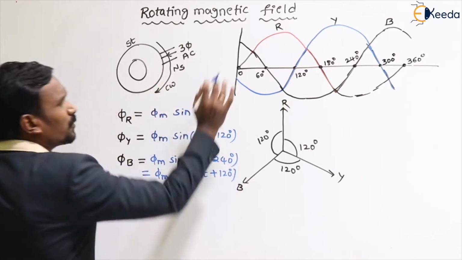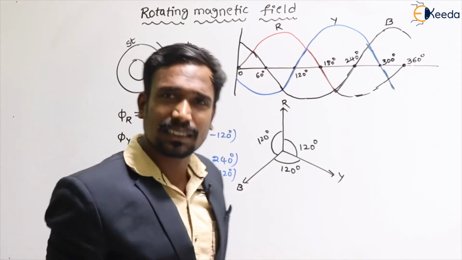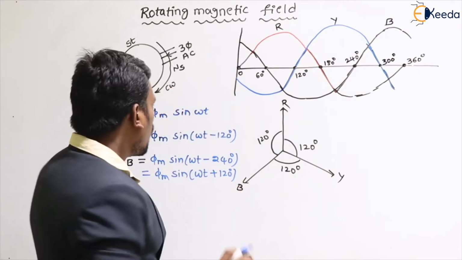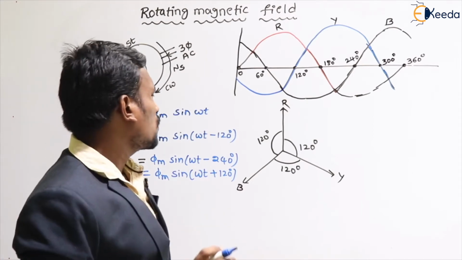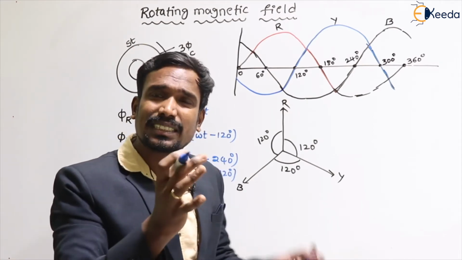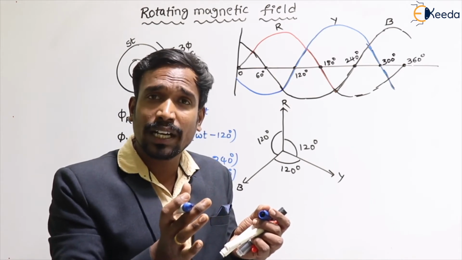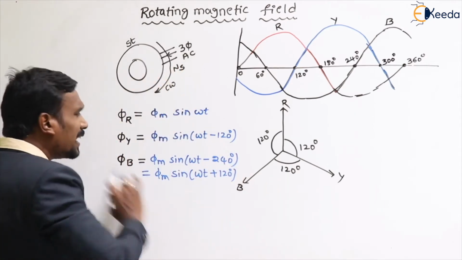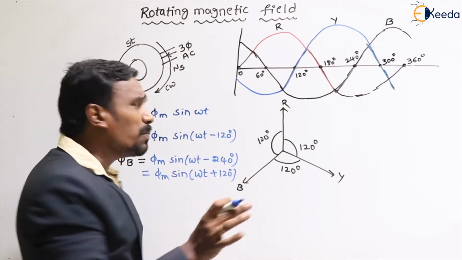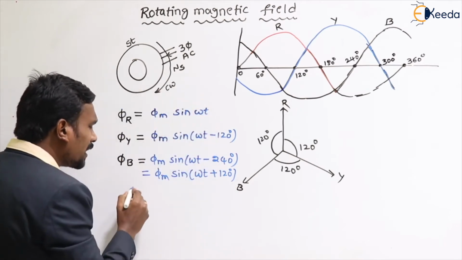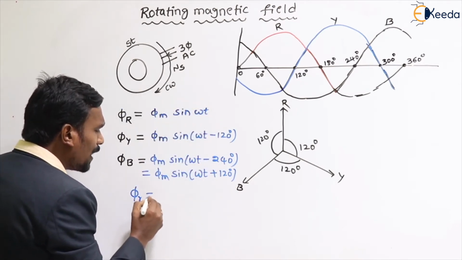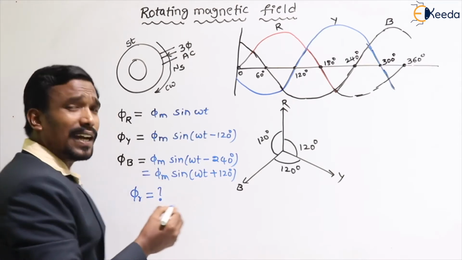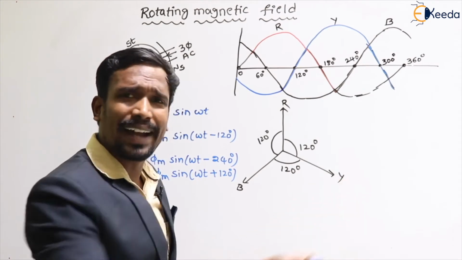These are the three fluxes which are produced by the three phases, the three windings. So let me derive the resultant flux of all these three. What am I going to do here? I am going to calculate a resultant flux of these three fluxes. The vector sum of these three fluxes I take as phi r. Now I am going to calculate this phi r at some particular points.